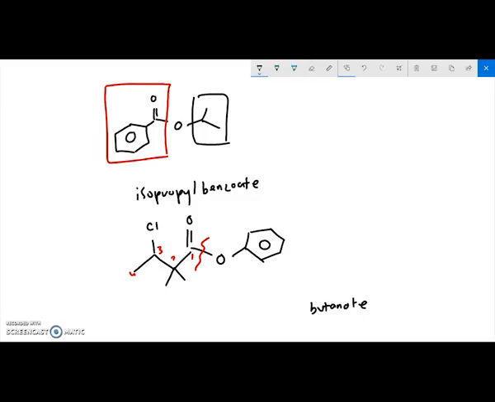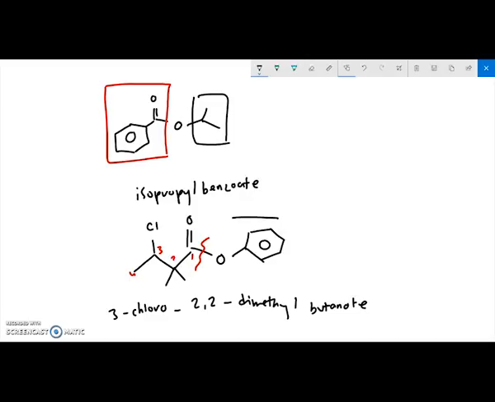And as you can see, there are some substituents attached to it. There are 2 methyl group and also 1 chlorine group. The name will be looking like this: 3-chloro-2,2-dimethylbutanoate. This name only representing the carboxylic acid part.